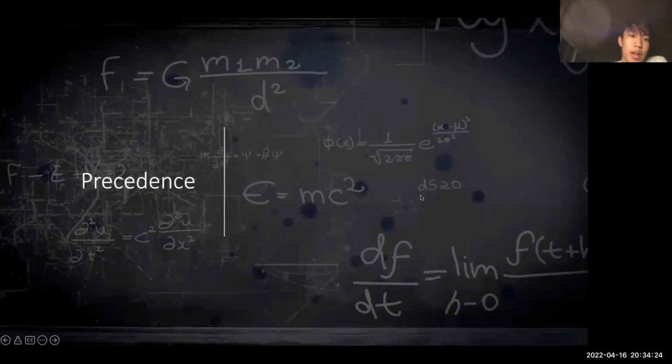Okay, so precedence. Does anyone know how computers do math? I think I mentioned this, I spoiled this earlier in the session, but does anyone know the order of operations, if that sounds familiar, in which computers do math? Yep, there's math in the background because computers doing math and humans doing math is basically the same thing.